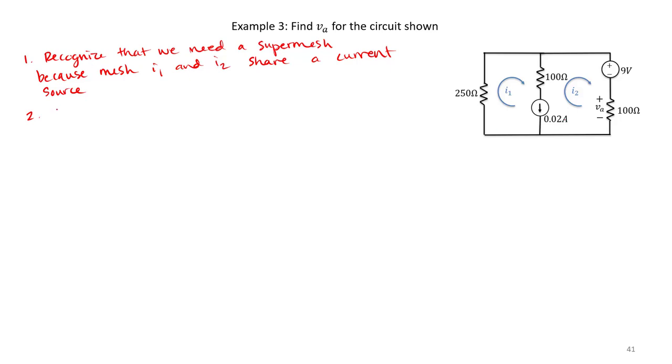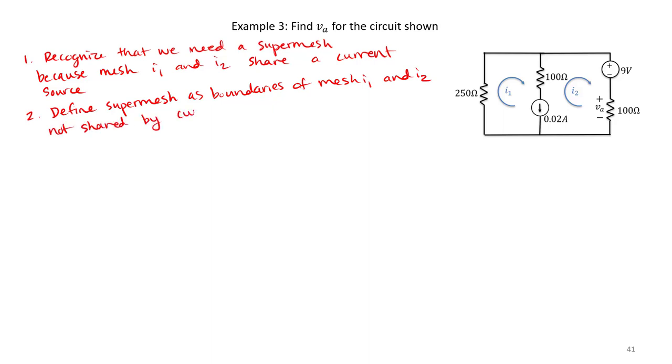the source. So we define the super mesh as the boundaries of the mesh I1 and I2, which are not shared by the current source. So in this case, our super mesh becomes the perimeter of the circuit.